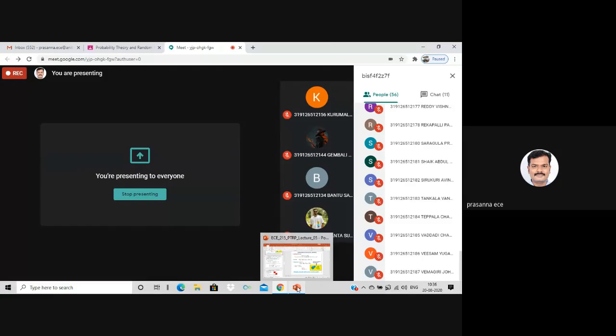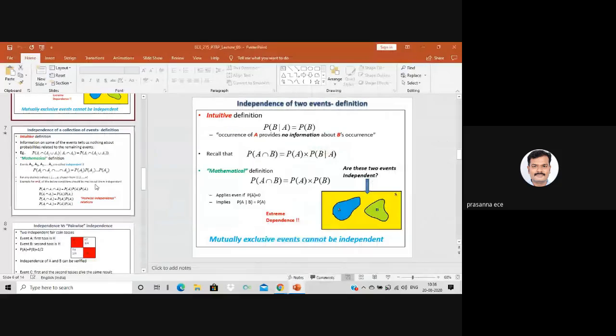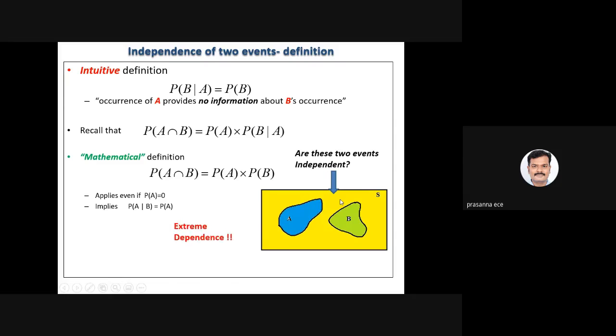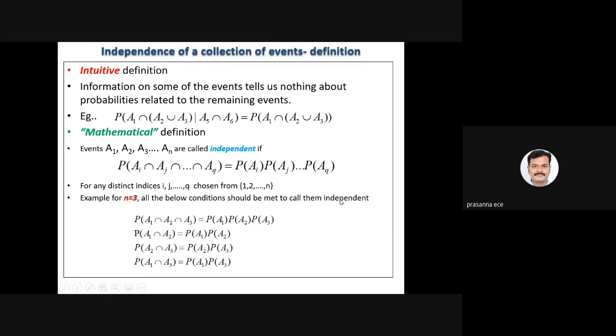So again, we move on to our lecture. Now we move on to the definition of the independence of multiple events. When we say multiple events, we can again consider our initial example where we saw multiple tosses of a coin, right? In that initial example itself, we said that each toss is independent. So how do we define the independence of a collection of events?